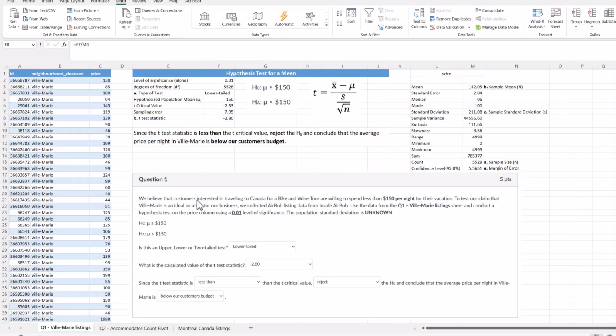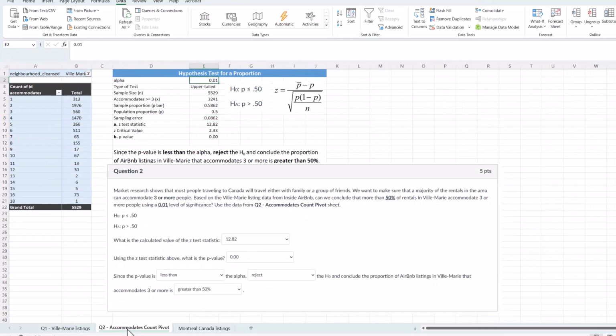All right, let's wrap up this video and conduct a hypothesis test for a proportion. So I'm going to go ahead and click on the Q2-accommodates count pivot sheet. In this question, the null and alternative hypotheses were given here. We're going to be using the p-value approach for this problem, but I'm also going to calculate the z-critical value.